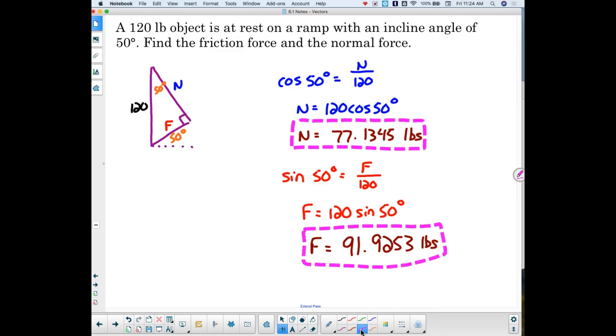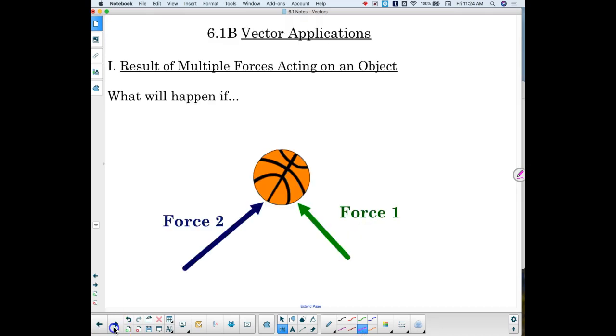Yes'm? Friction's 91.92, or really 93, and normal is 77.13. Yeah? Love it. Love it. All right.